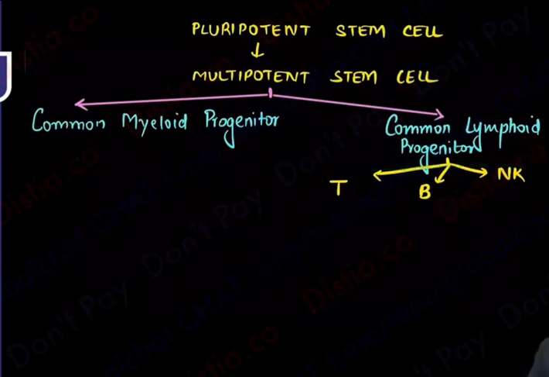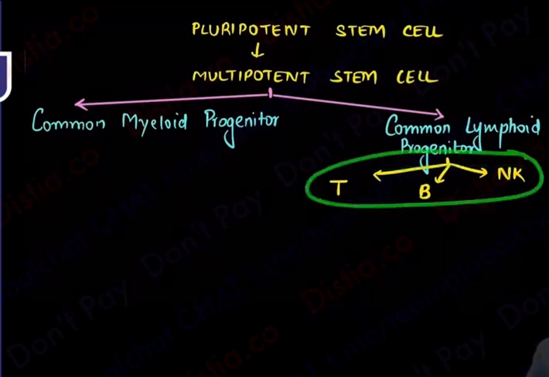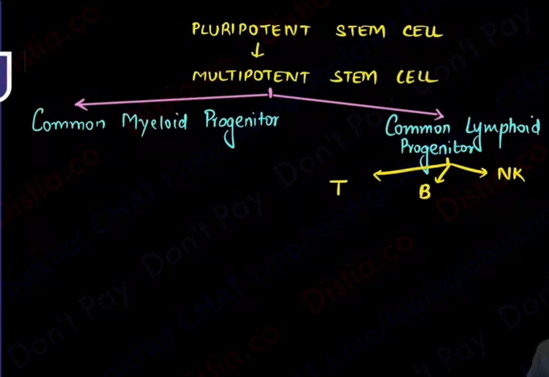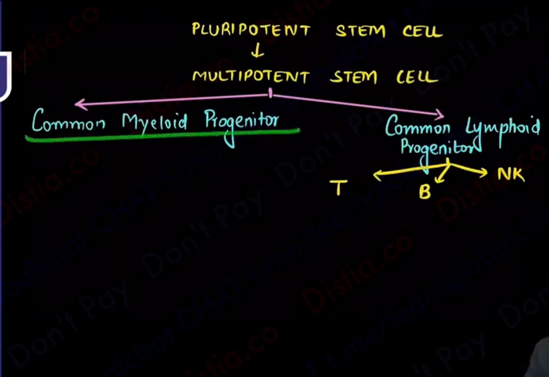Then who gives rise to everything else? Lymphocytes are not the only WBCs. You have neutrophils, eosinophils, monocytes, basophils. Not only WBCs. Where are RBCs coming from? Where are megakaryocytes, platelets coming from? Imagine all of that load has been put on the common myeloid progenitor.